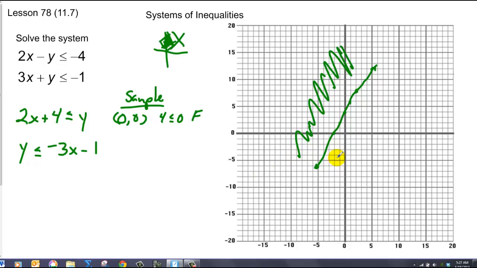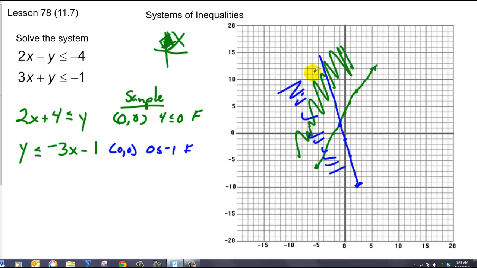Next, let's go ahead, go down to 1, go down 3 and over 1. And draw my graph once again. 0, 0 is my sample. And I get 0 less than or equal to negative 1, which is also false. 0, 0 is on this side. I shade the other side.